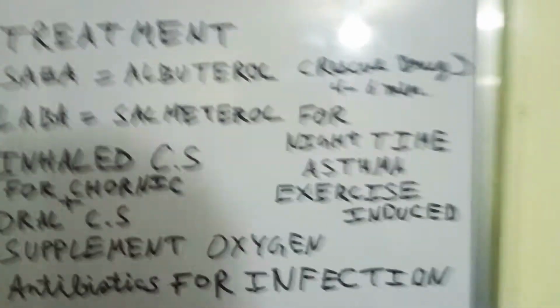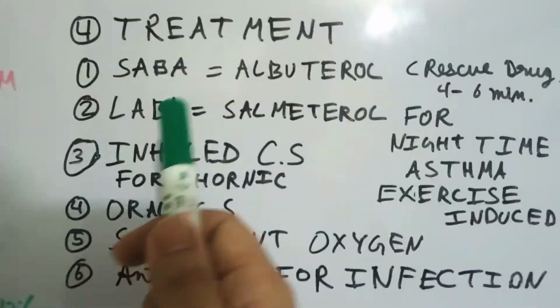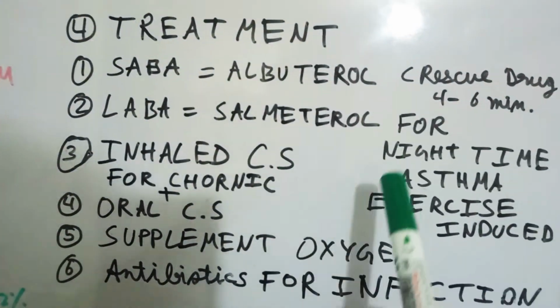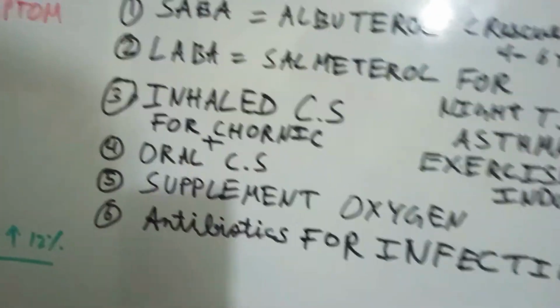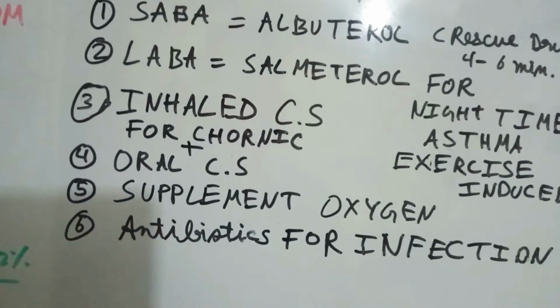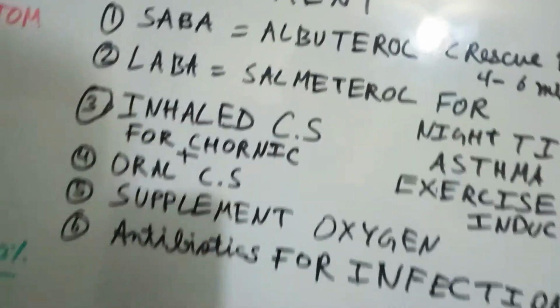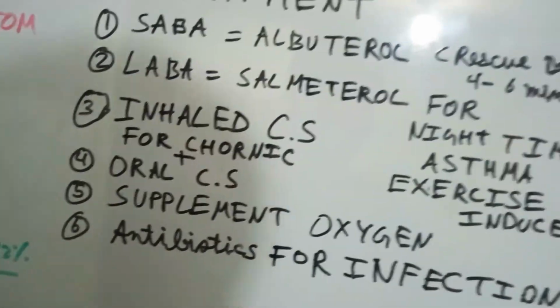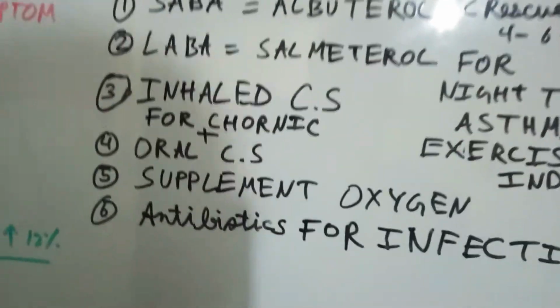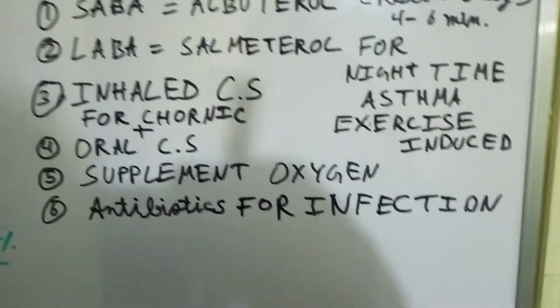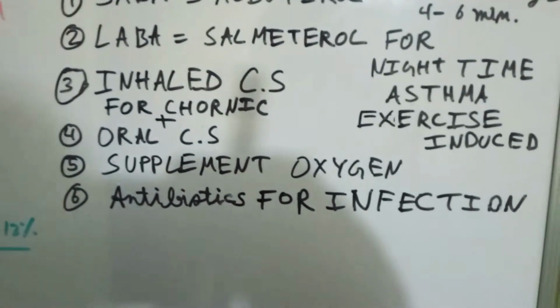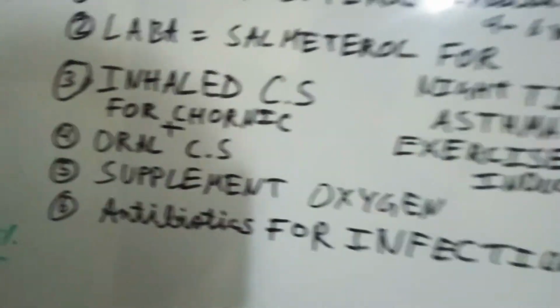Now for the long term use, we use long acting beta agonists. These are salmeterol, for nighttime asthma and exercise induced asthma. If you have a patient with chronic asthma and you have to give them medicine for weeks or days, you can give them inhaled corticosteroids or oral corticosteroids for chronic use.